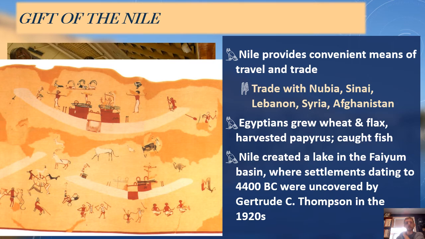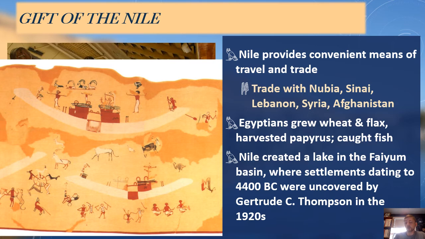So the Egyptians really do have a lot that they get from the Nile for travel, for trade. They grow wheat, they grow flax, which they use to make linen. They harvest papyrus, which they then can use to write texts. They catch quite a bit of fish. The Nile even flooded a basin called the Fayum and created a lake where an archaeologist, Gertrude Caton Thompson, excavated in the 1920s and found settlements dating to 4400 BC. Around that time period.